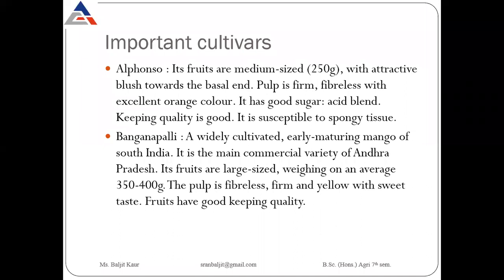The next variety is Banganapalli. Banganapalli is widely cultivated. It is an early maturing variety of mango in South India and a commercial variety of Andhra Pradesh. Fruits are large, nearly 350 to 400 grams per fruit. The pulp is fiberless, firm, and yellow with a sweet taste, and the fruits have good keeping quality.